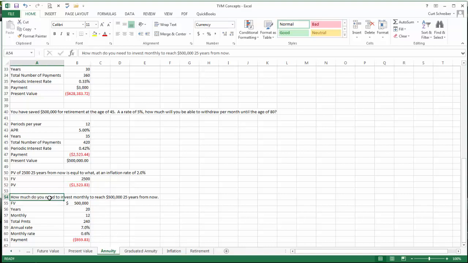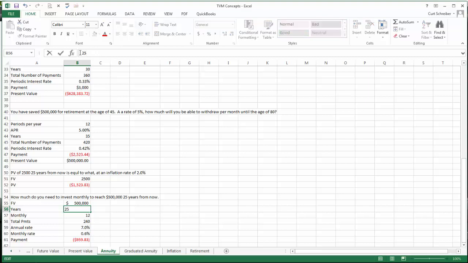Another quick example would be, how much do you need to invest monthly to reach $500,000 25 years from now? So we have a future value of $500,000. Let's change that to 25 years. Okay, monthly payments of 12, total payments of 300. At an annual rate, we have to assume some kind of annual rate. In this case, let's assume 7%. Monthly rate of 6%.